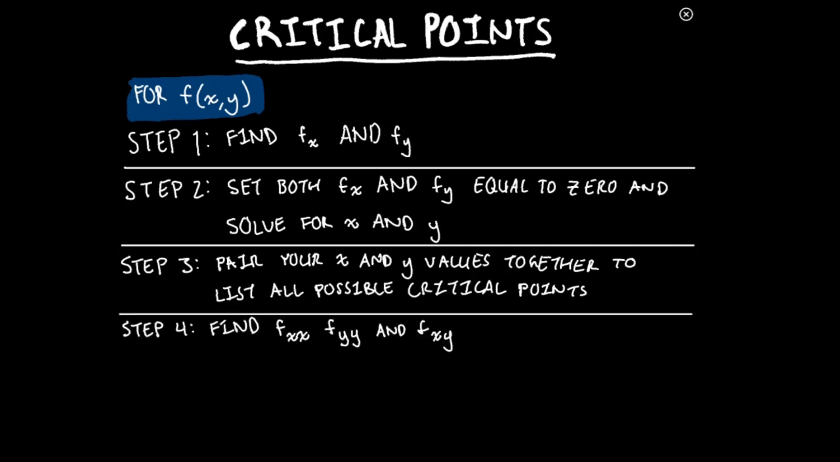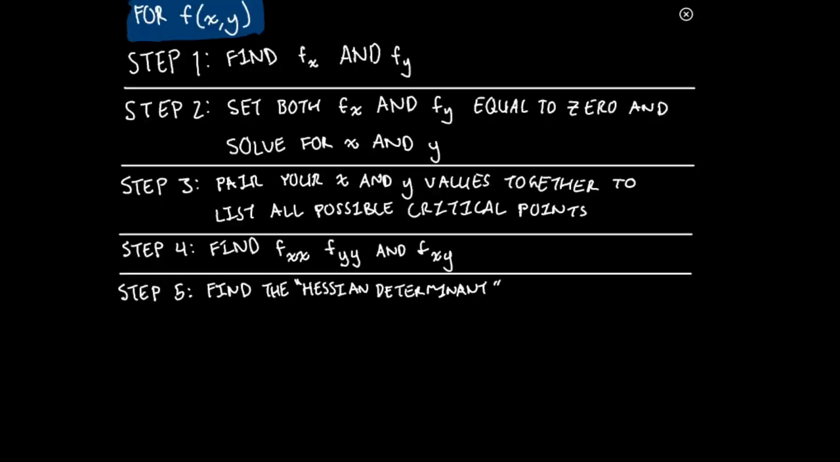The next step is to find the second order partial derivatives of f: the second partial derivatives xx, yy, and xy. Step 5 is to find the Hessian determinant. Now, this is where it branches off between multivariable functions with 3 or more variables and what we're doing for our purposes, which is just simply 2 variables, right? And for 2 variables, it's pretty simple.